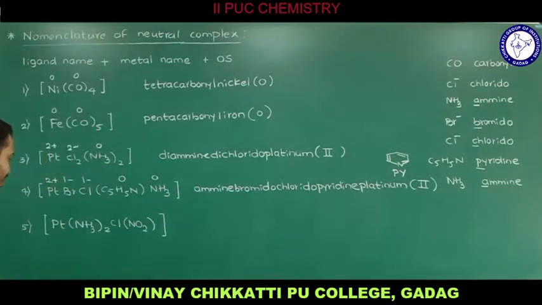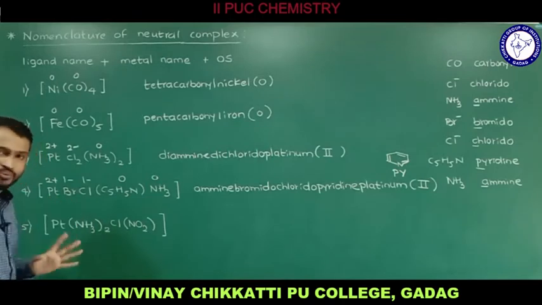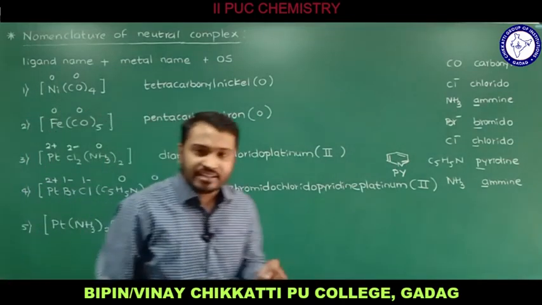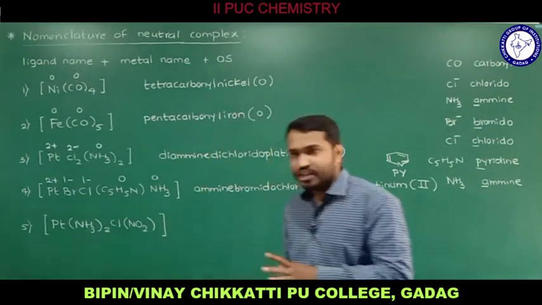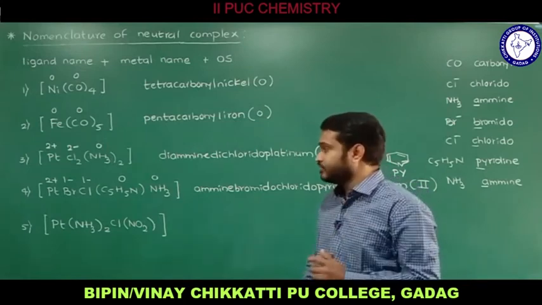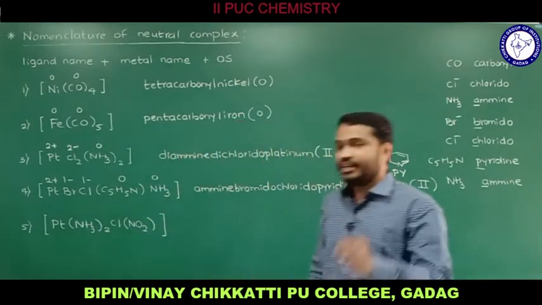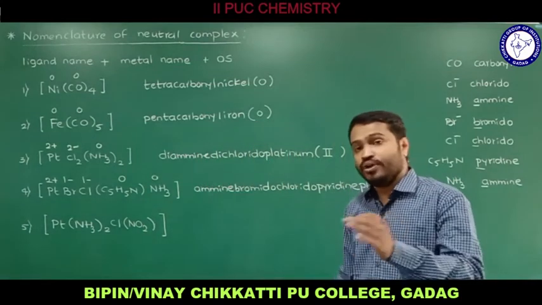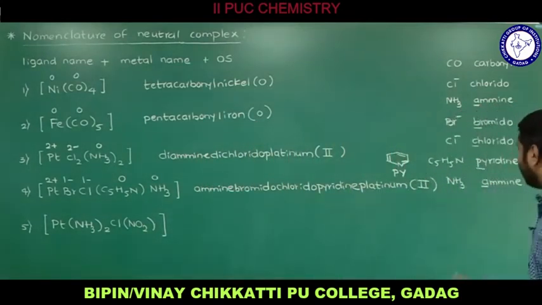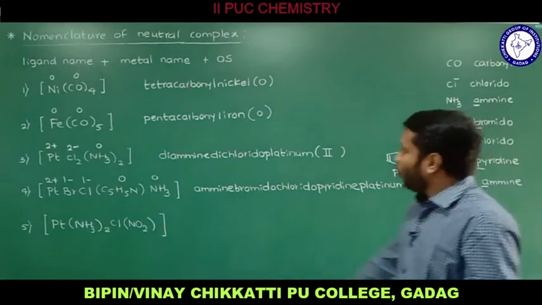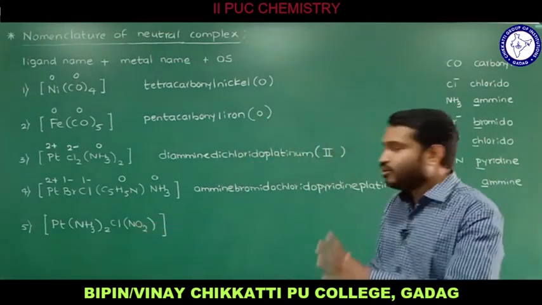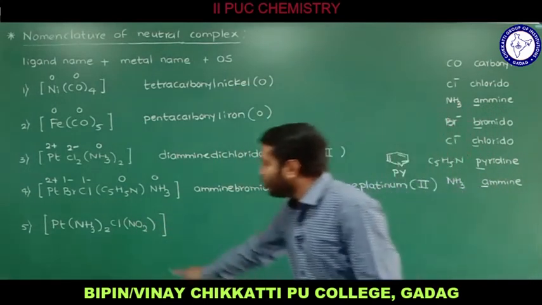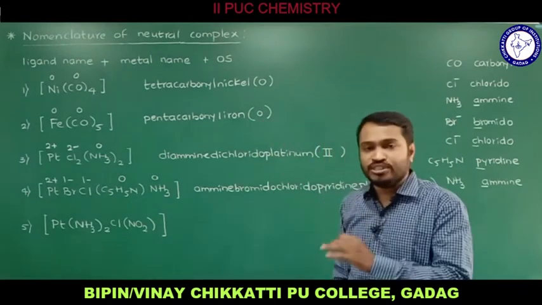One more example I consider, Pt(NH3)2Cl(NO2). Now I hope you can identify that platinum will be the central metal atom. We have 3 different ligands. One is NH3, ammine, and one is Cl minus, chlorido. One more we have, what is that? NO2 we have. So let me talk about that NO2. First time I am using this NO2 ligand.